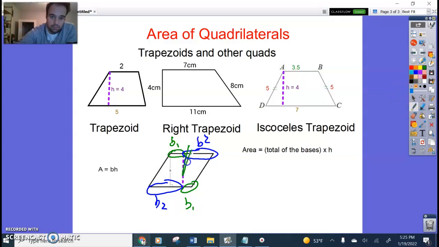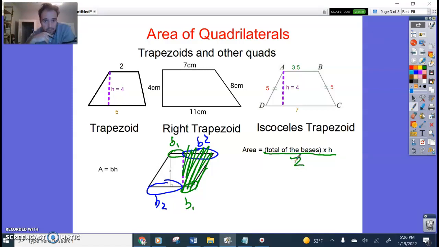It's saying this part, doesn't matter. Who cares? We're just finding the other part. So when we're done with finding total bases times the height, we're then going to divide that whole thing by 2. So let's look at some of the examples up top.